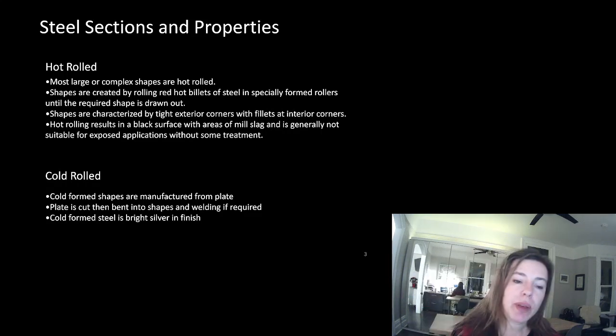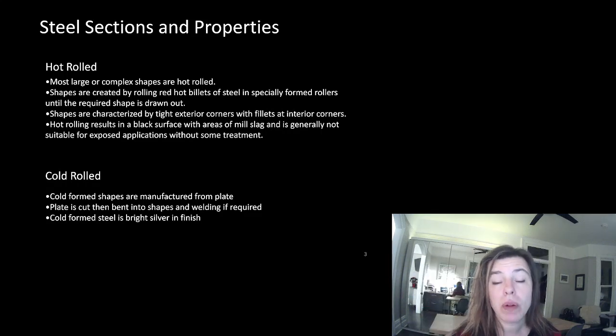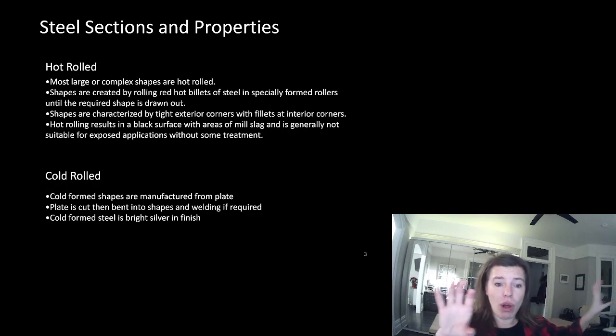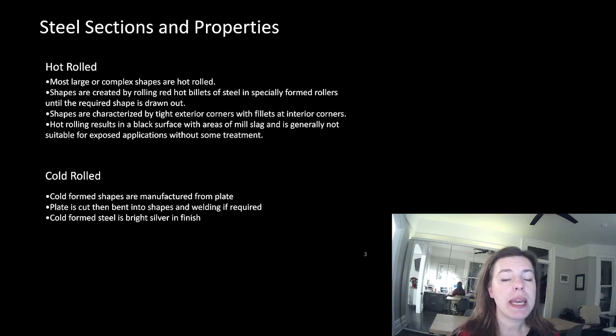Now, within this, we have 2 different types of members. We have hot-rolled members and cold-rolled members. Hot-rolled members are large and complex shapes, usually. They're the complex ones, though. The way we make them is you've got basically a solid, long block of steel, and you heat it up to red hot. Not melted, but remember I said steel is very susceptible to heat.